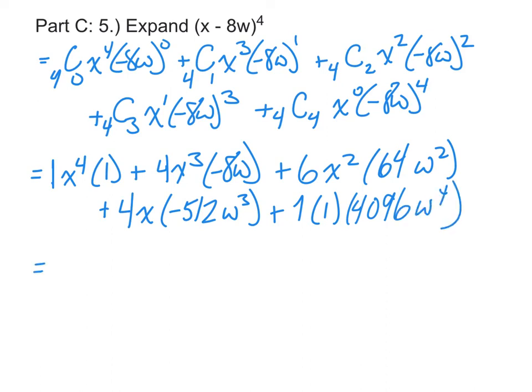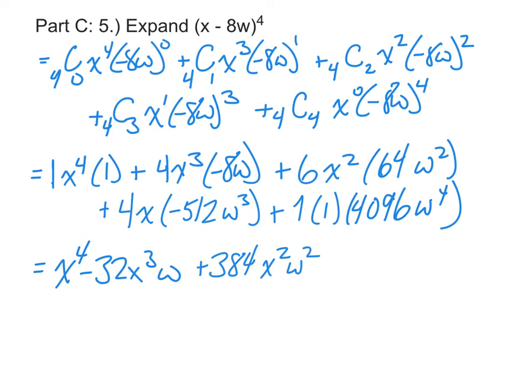Last line is to simplify each term. So we'll have x to the 4th. 4 times negative 8 is negative 32, x to the third w. 6 times 64, that's 384, x squared w squared. 4 times negative 512 is negative 2560 xw. And the last term will be 4096 w to the 4th.